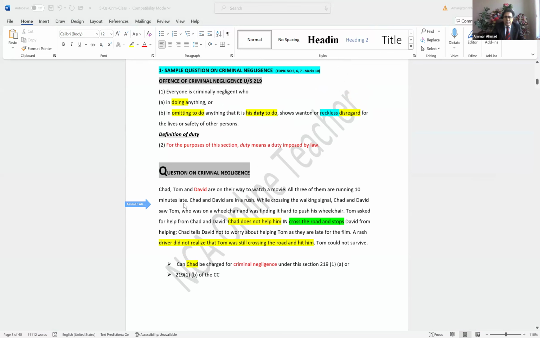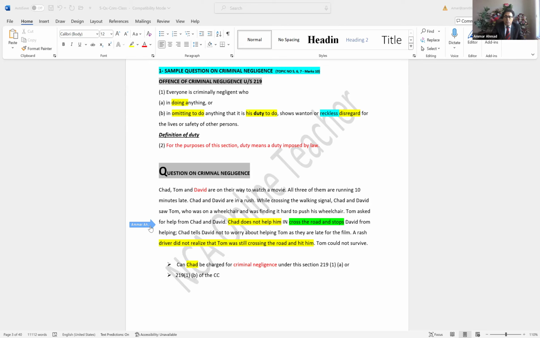But when we apply this, it says in omitting to do anything that is his duty. So when we apply that here, do we think that it was the legal duty of Chad to help Tom in crossing the road? So most probably the answer is no.